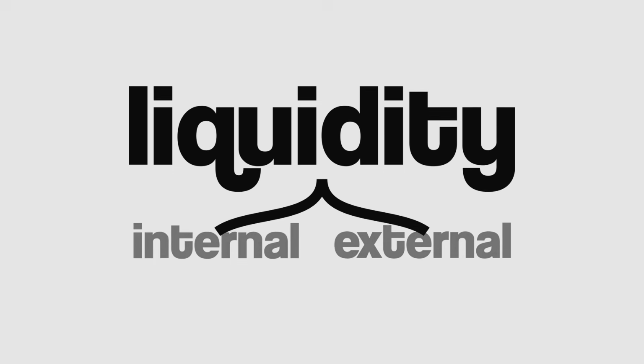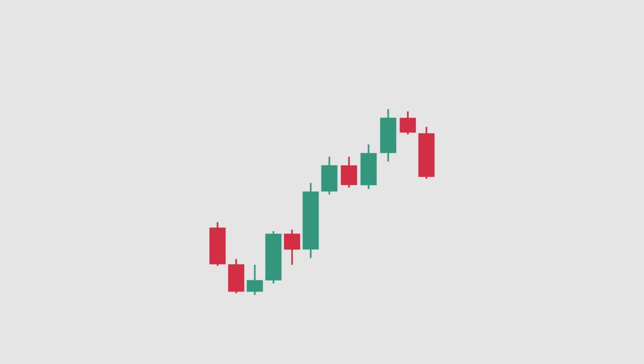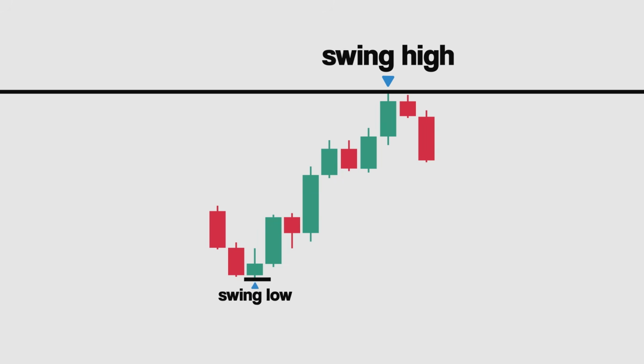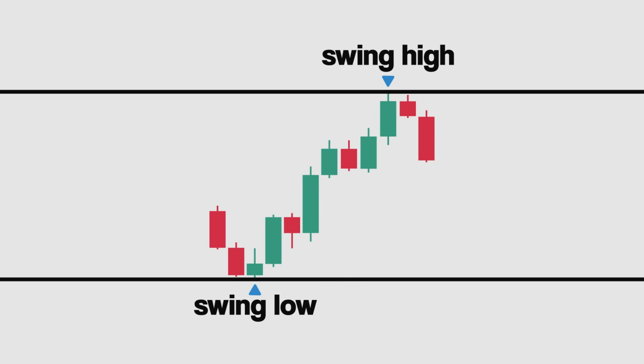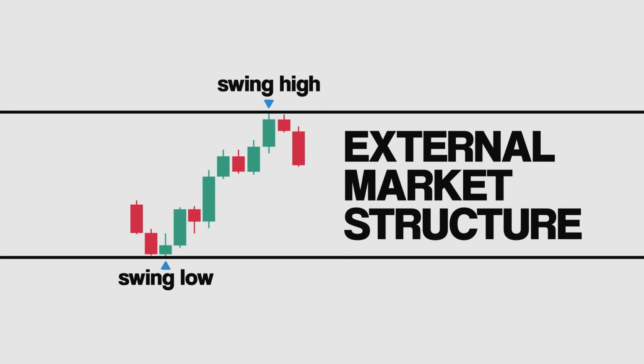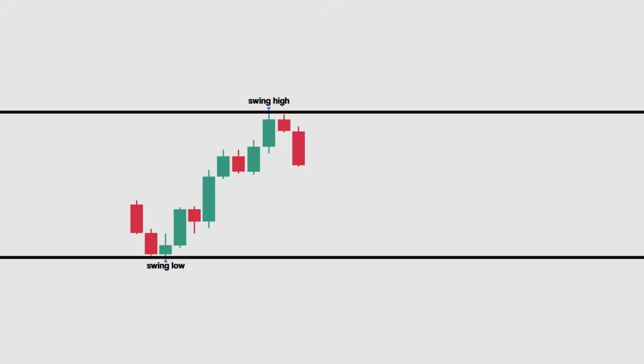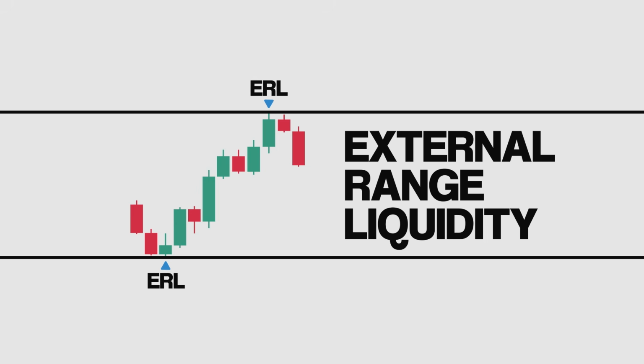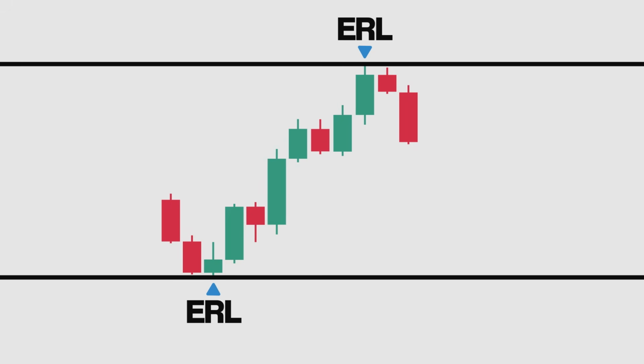Now, based on market structure, liquidity can be classified into different types. For example, on this chart, we can see a swing high and a swing low. This is what traders call external market structure. But for liquidity, we'll call it external range liquidity. Now, inside that range, we can also spot a bullish fair value gap. That's what we can treat as internal range liquidity.